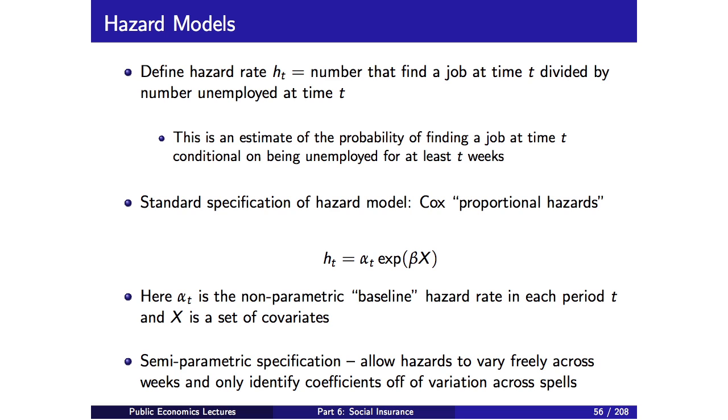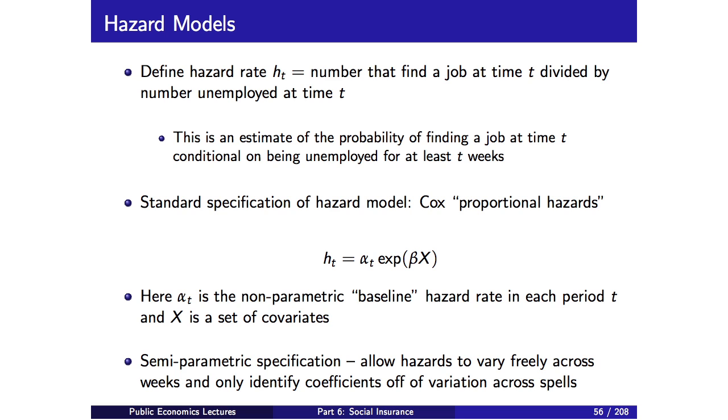And the effects could be very different in different parts of the unemployment spell, right? So maybe at the beginning, raising UI benefits doesn't change behavior very much, but as you're coming close to exhausting your benefits, maybe it has a much bigger effect. The point is there could be all these time-varying effects, and you want to capture those, and that's exactly what a hazard model does, okay?